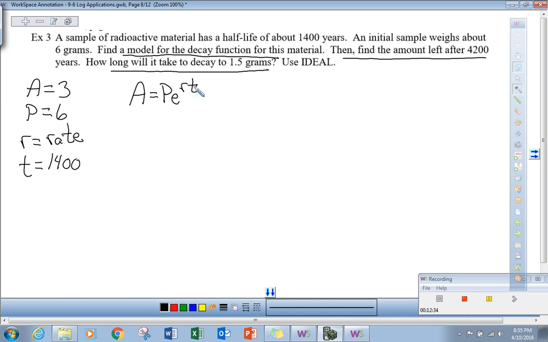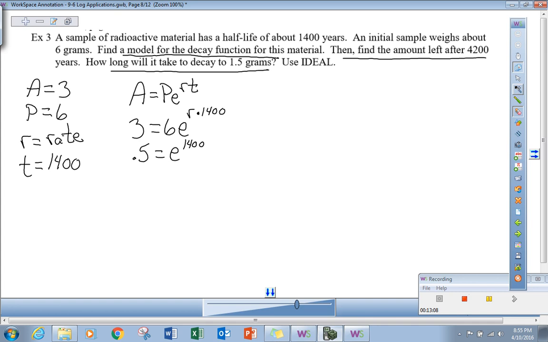So let's plug those numbers in. Looks like my A value is going to be 3. My P value is going to be 6. E to the, we don't know our R, but our T value is 1,400. I'm going to speed the process up. You know I'm going to divide both sides by 6 and get 0.5. And then you know I'm going to take the natural log of each side. Look at what happens on this, guys. Let's not use a capital R. I'm going to take the natural log of both sides, so I'm at natural log of 0.5.